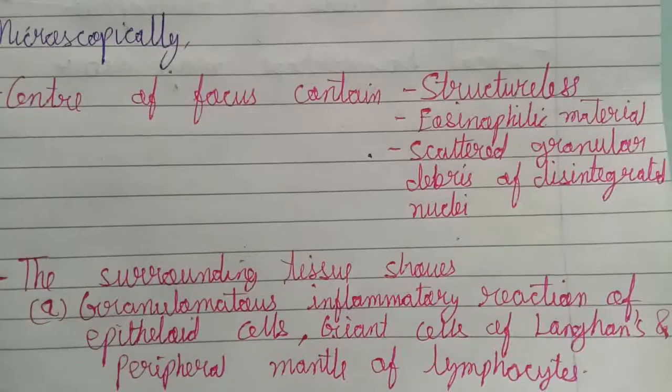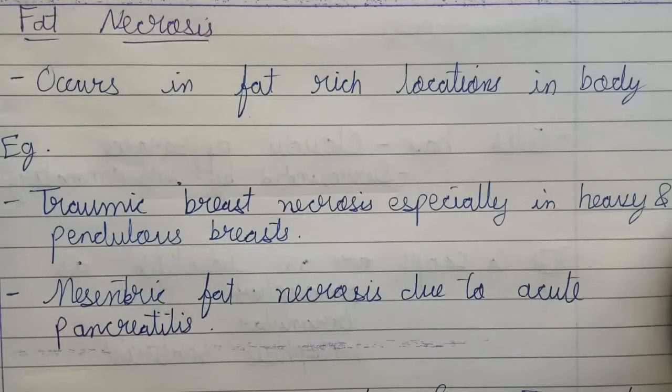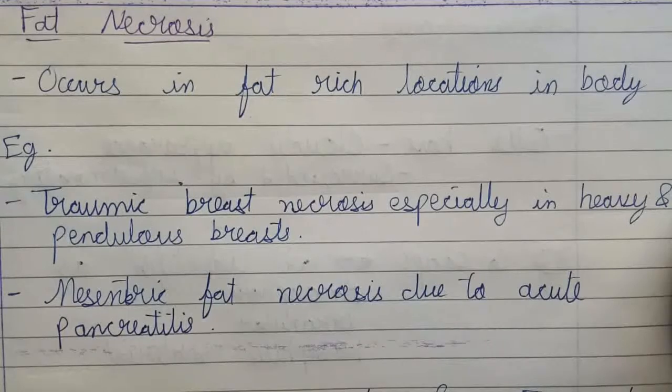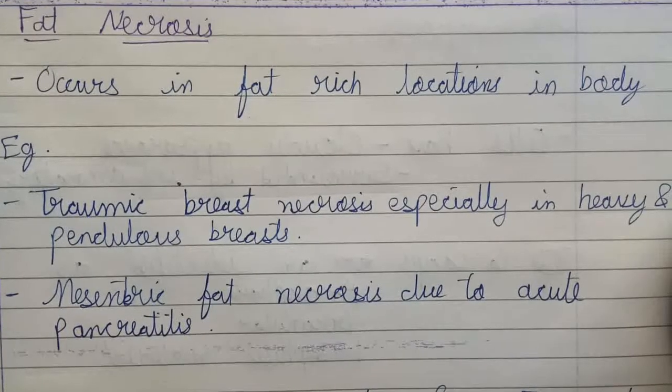So now let's move on to fat necrosis. Fat necrosis occurs in fat-rich locations in the body. For example, traumatic breast necrosis, especially in heavy and pendulous breasts, and mesenteric fat necrosis due to acute pancreatitis. These both are the main sites.